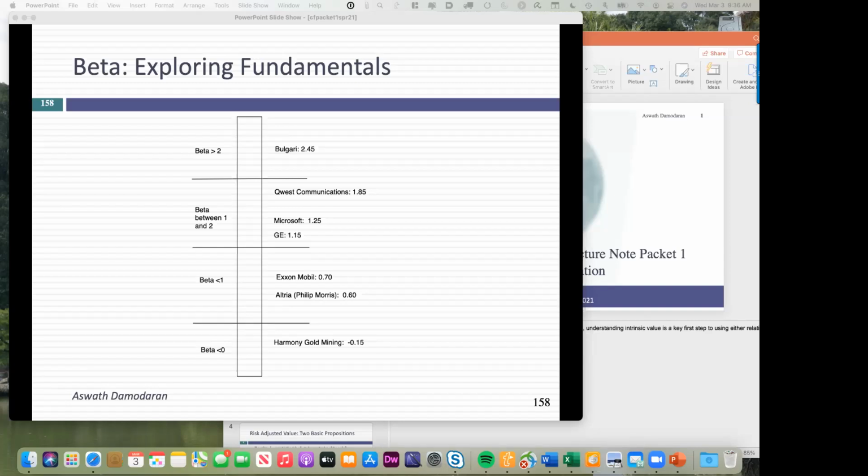Let's move down the list. Quest Communications, telecom company. By itself, telecom service is a pretty non-discretionary service in much of the world. But one of the things that telecom companies all seem to share is they all tend to borrow money. Don't ask me why. Maybe it's because AT&T did it 100 years ago. They all seem to borrow money in order to fund their operations.